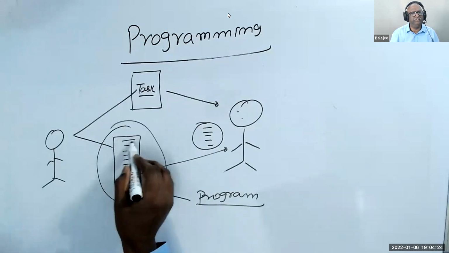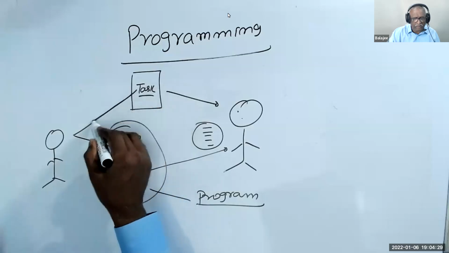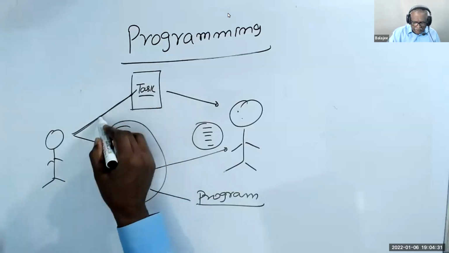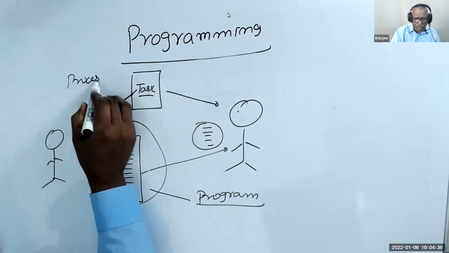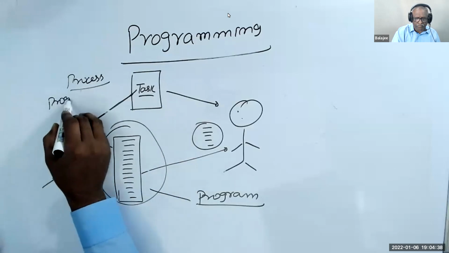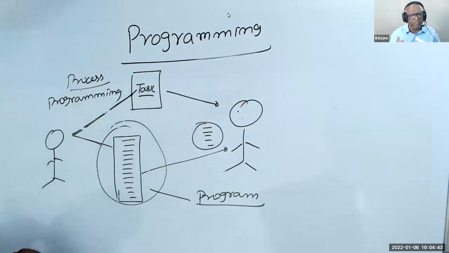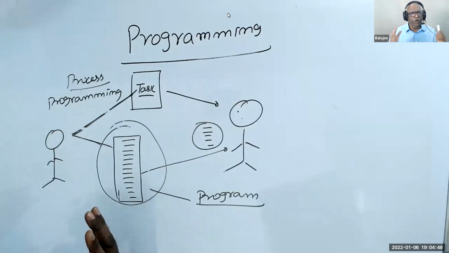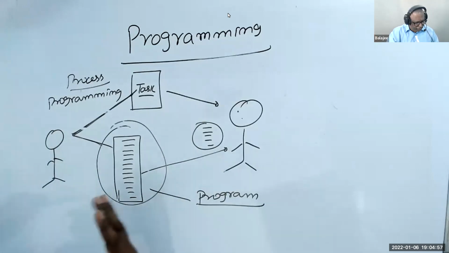Converting the big task into small tasks, that process is called programming. Very unfortunately, we don't know our strength. We are all by default programmers. By birth, we are all programmers. We think this is something else, and we are losing it.